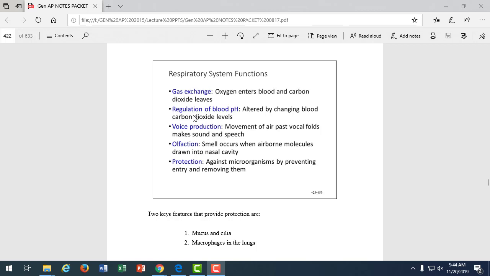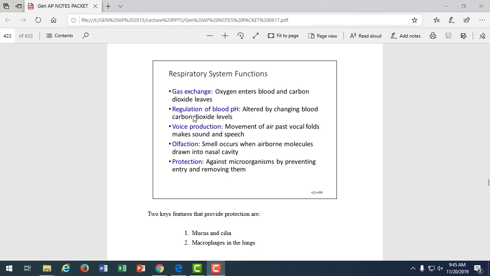Regulating blood pH. The amount of carbon dioxide in our blood is one of the things that determines blood pH. There are others, but carbon dioxide is a big one because carbon dioxide is converted to carbonic acid, and we'll learn about that at the end of the class a little bit, but we'll get more into that in advanced A&P. But just know that CO2 makes acid. Carbon dioxide is converted to an acidic compound called carbonic acid.